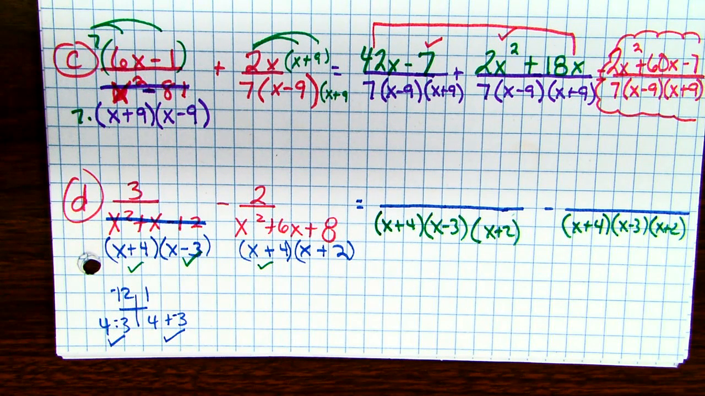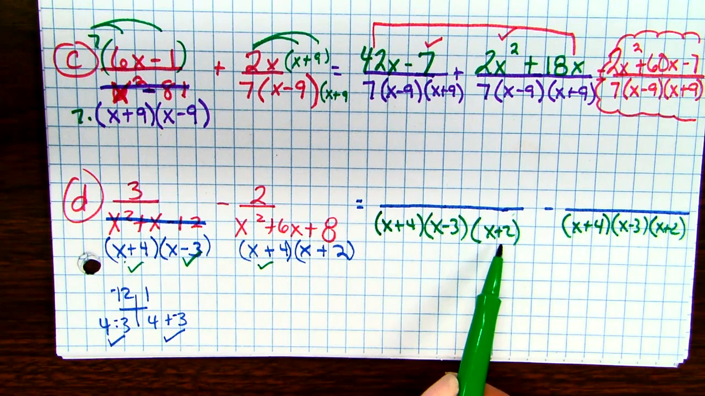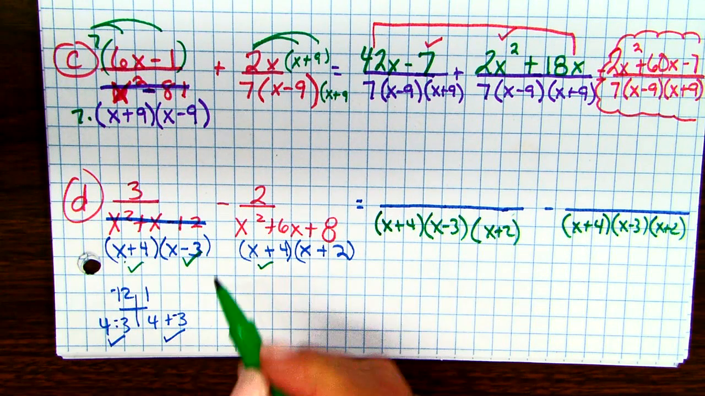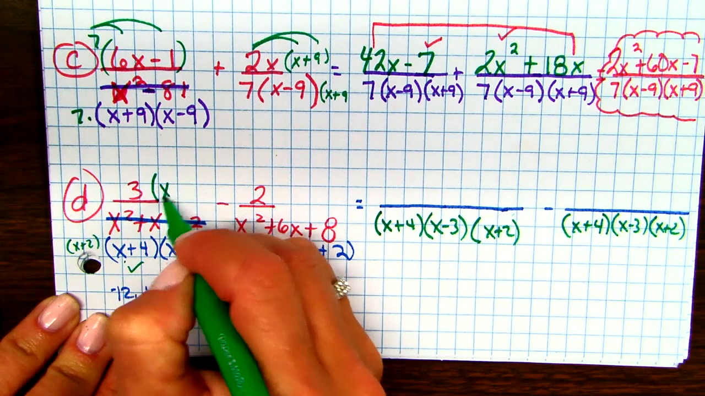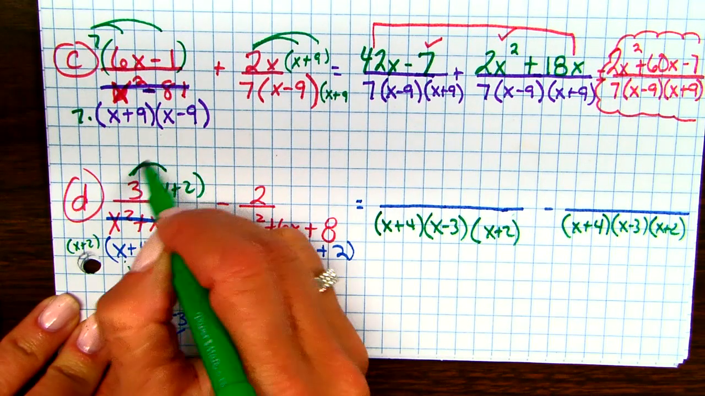So then we say, all right, what are we missing? In this first fraction, we have the x plus 2, the x minus 3. We're missing the x plus 2, right? So I'm multiplying this denominator by x plus 2. So I'm going to do the same thing to the numerator.